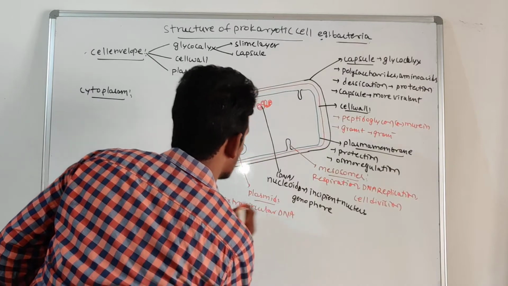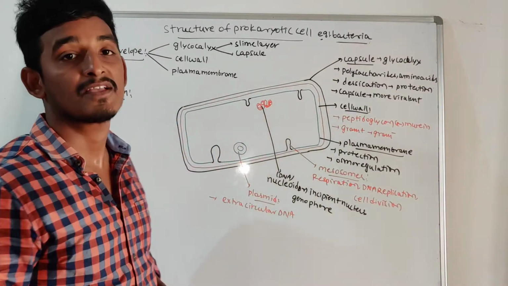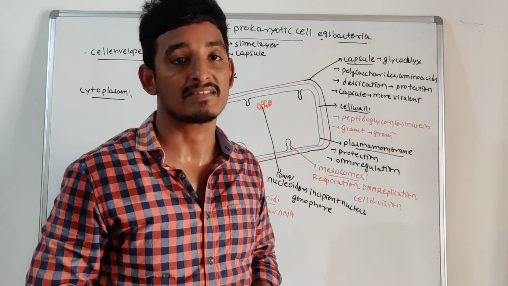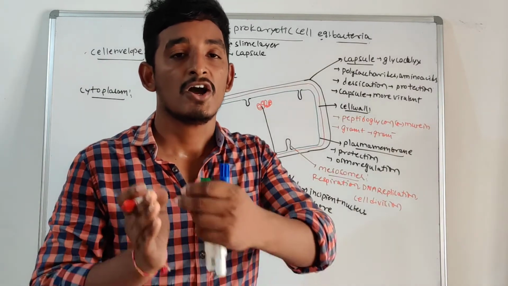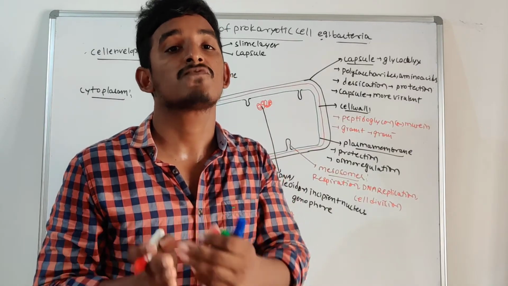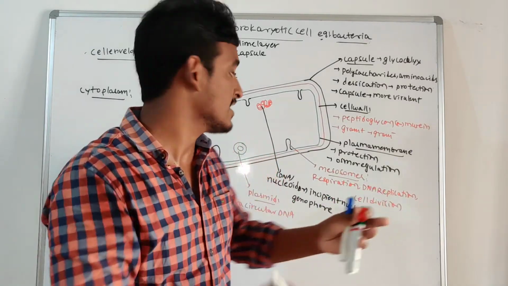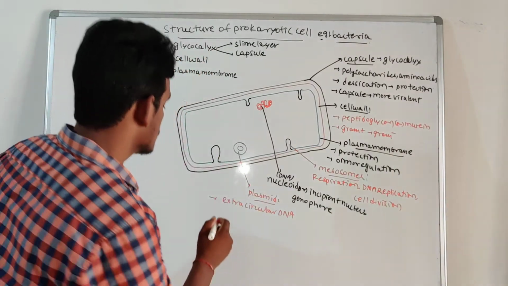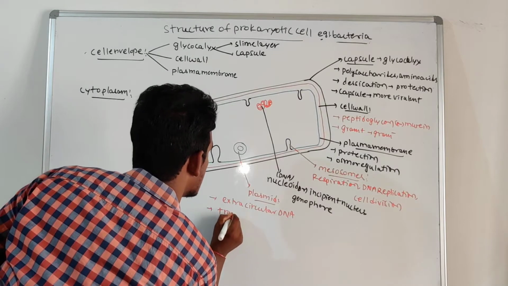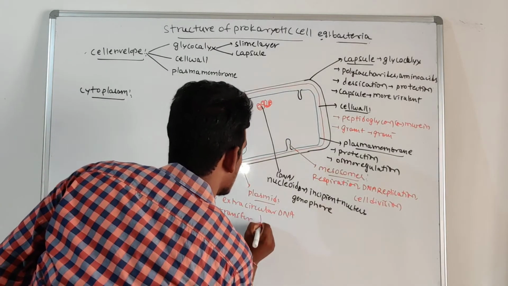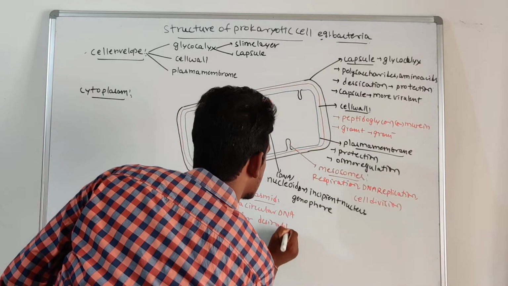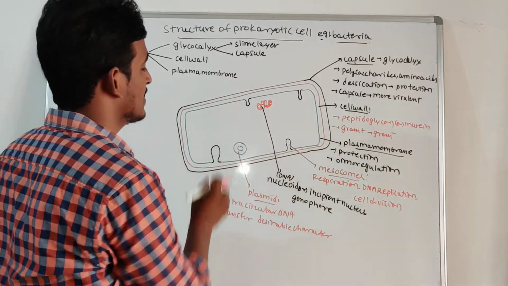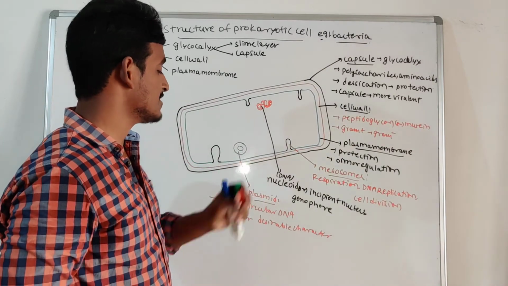Extrachromosomal DNA. So what is the use of this plasmid? Plasmids are used in biotechnology as vectors. It is helpful to transfer various useful characters from one organism to another organism with the help of plasmids only. So it is helpful to transfer desirable characters from one organism to another organism. So that is about plasmids.